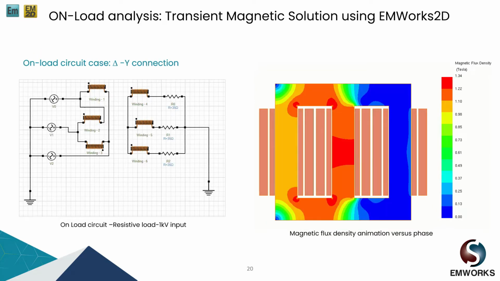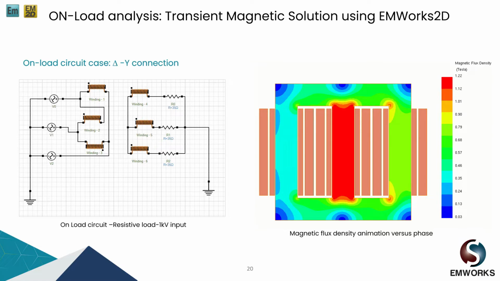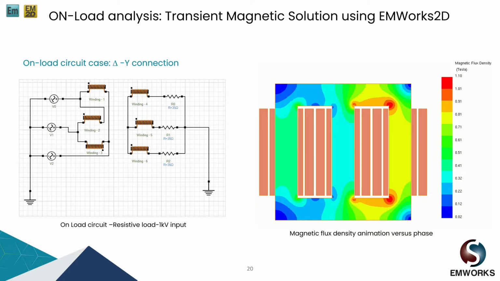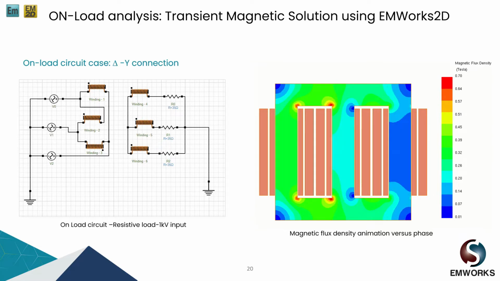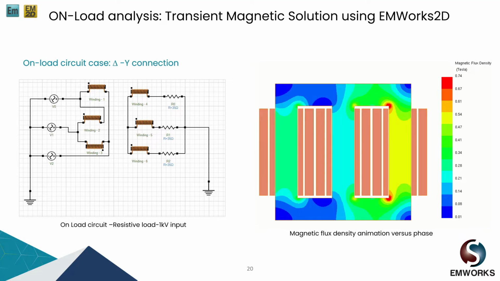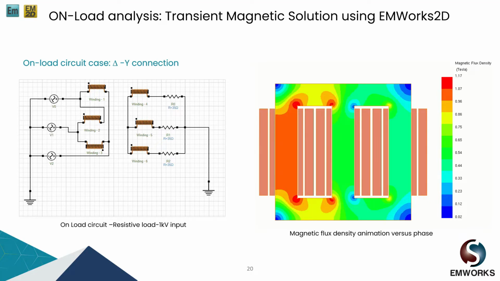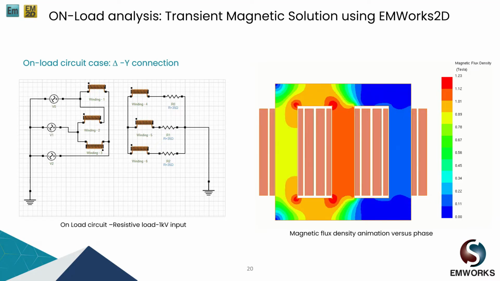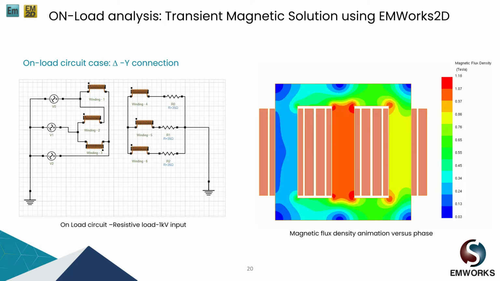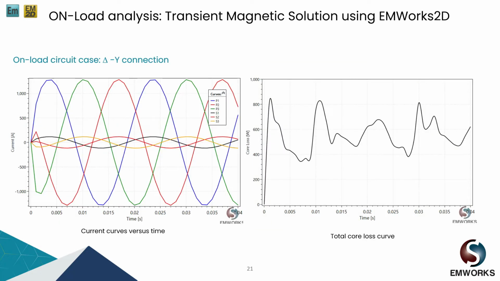Okay, so now we connected our secondary to a load, and we are going to investigate the results. It can be seen also the distribution of the magnetic flux versus time. Here are also some plots of the current versus time and the losses versus time as well.